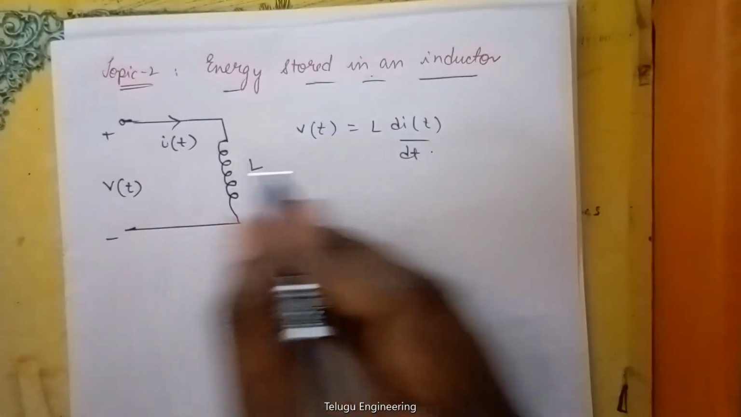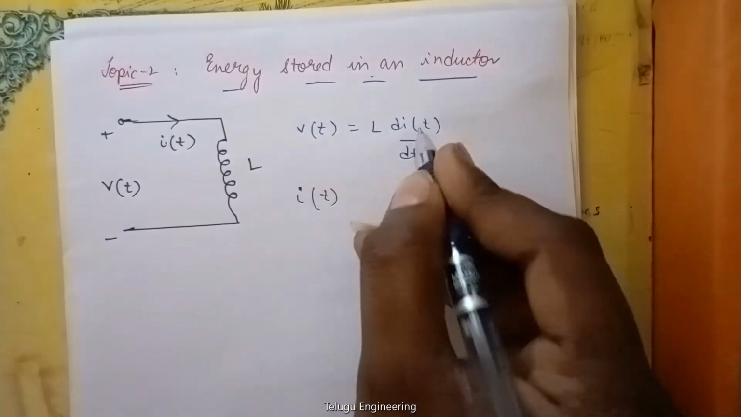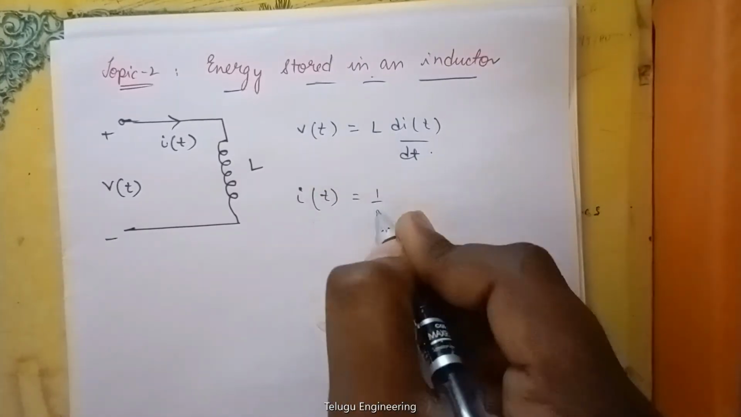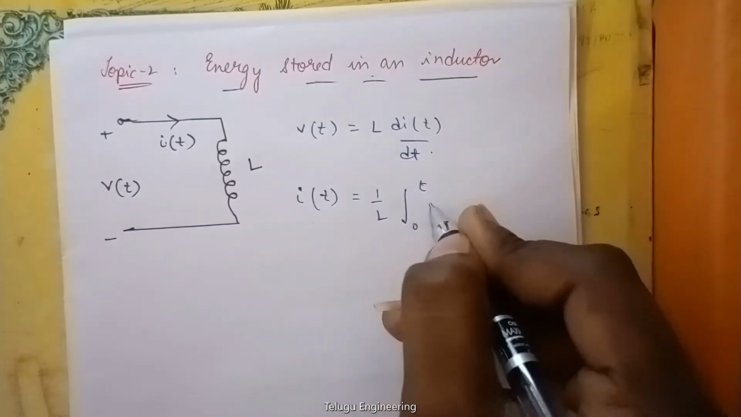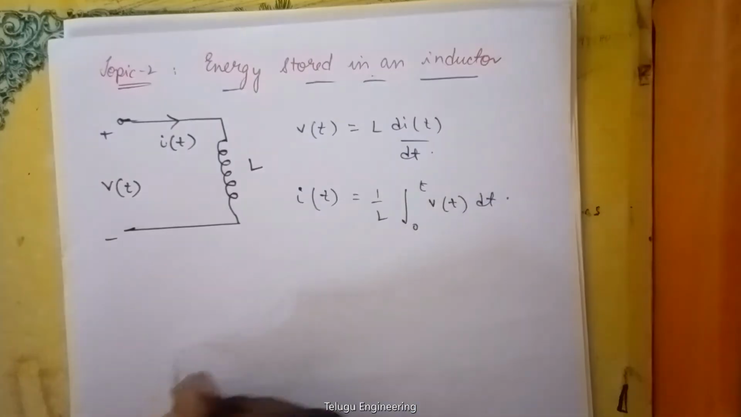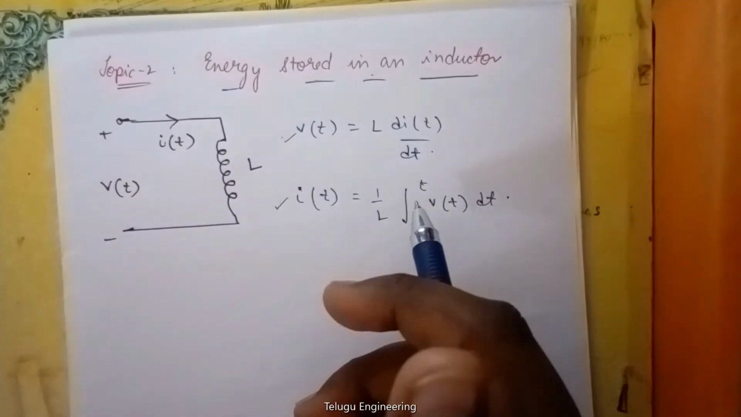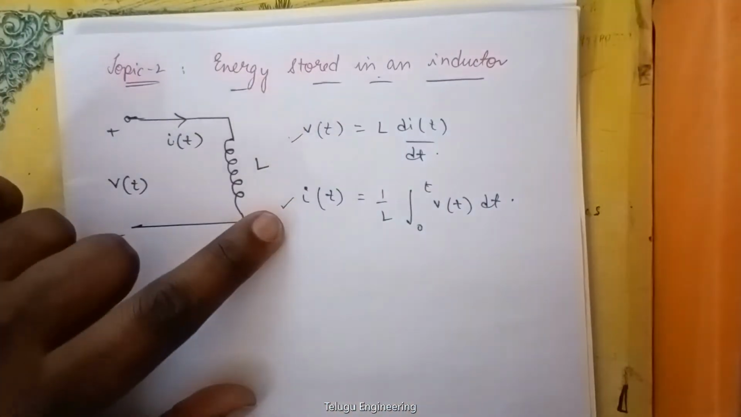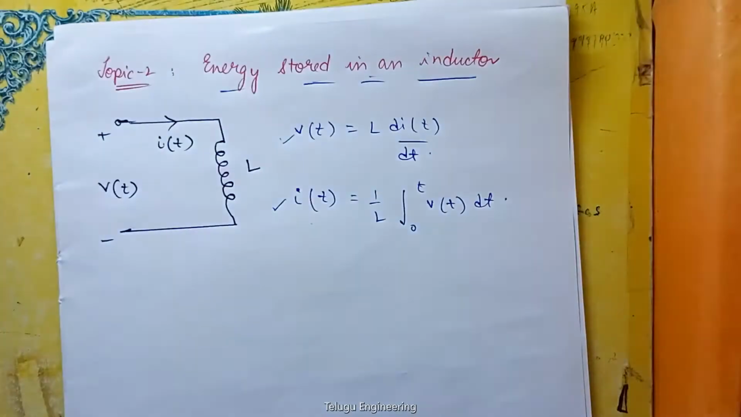And how can we write I of t? By using the same expression, we can write I of t as 1 by L integral from 0 to t of V of t into dt. Now, using these two equations, we'll be deriving the energy. So using the V of t and I of t equations, we can derive the energy in an inductor.